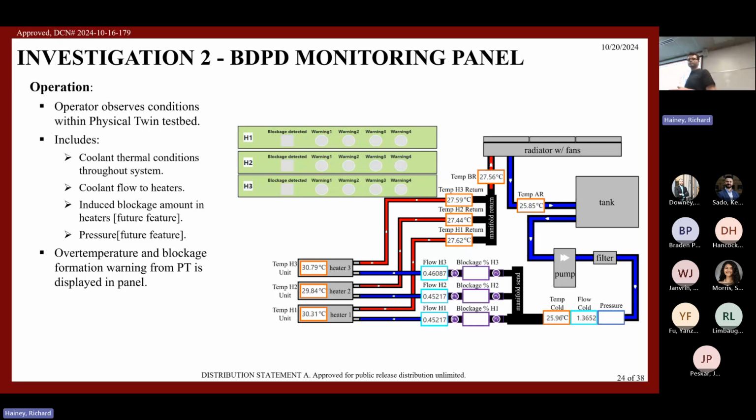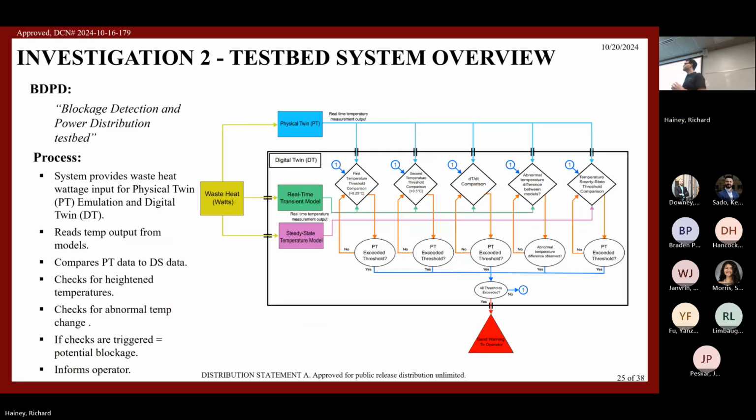Now, I mentioned automatic detection of blockages. This was done by using a set of checks here, where you would input a set of parameters, say waste heat or waste disposition, and send them into the physical twin and the digital twin. Once you send in this heating parameter, you calculate what temperature of the coolant or each of the converters, or the heater blocks I mean, you're seeing within the physical system, the real-time transient model.